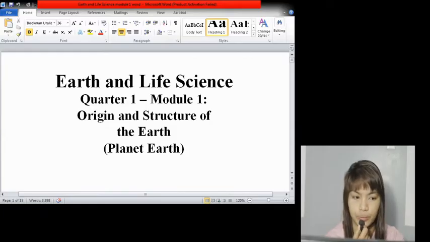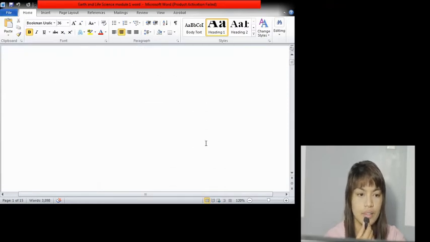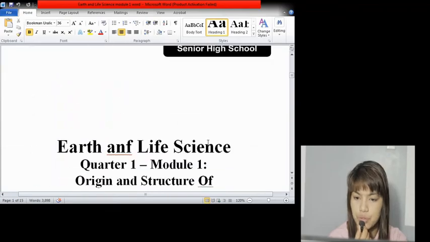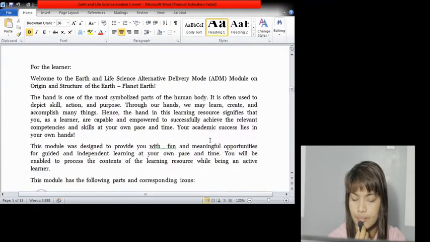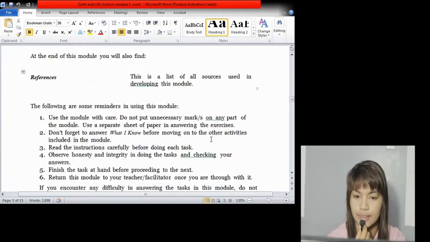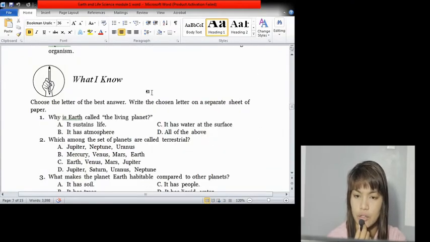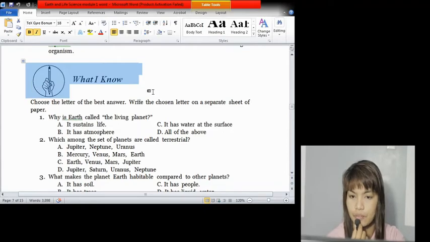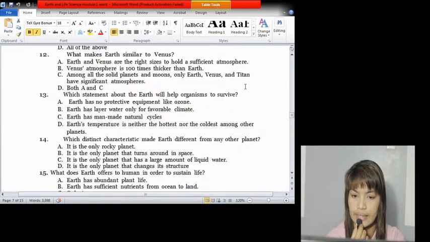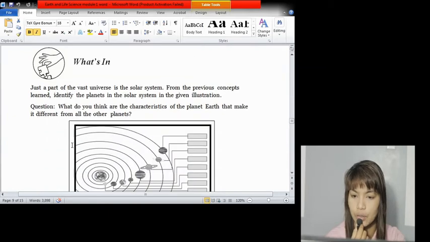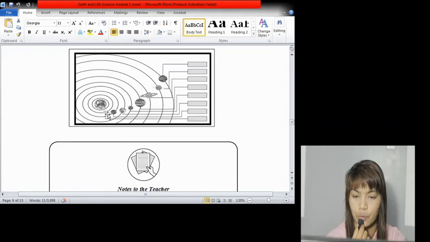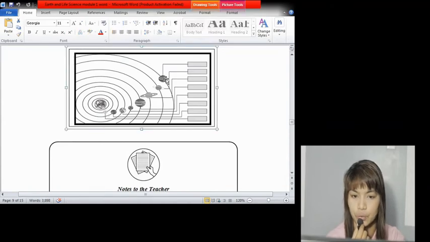Now let's go to your module. So please open your module, check the title, Origin and Structure of the Planet Earth. Okay. So the first part, you're going to answer What I Know. It's only 15 questions, so just write the letter of the answer. So please write the title of the segment before the answers. Okay. And then next is What's In. You're going to identify the planets in the solar system. So you're going to answer from the inner to the outer.